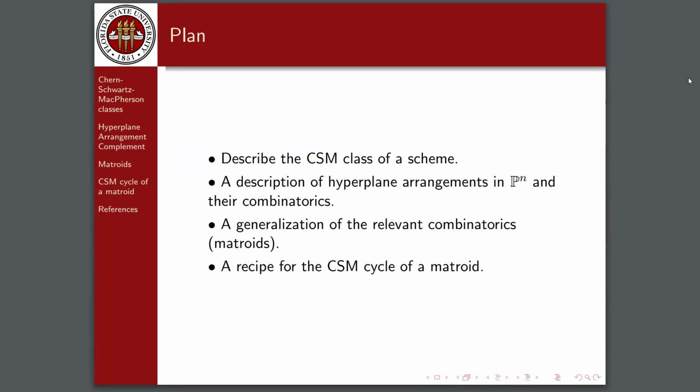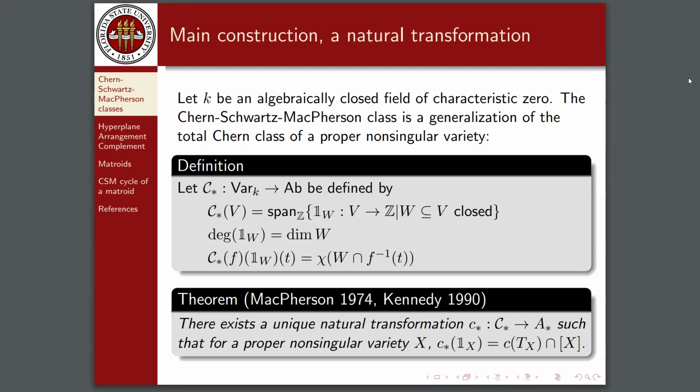So the first thing we need to know is a CSM class of a scheme. We're going to be working over algebraically closed characteristic zero fields. And this is supposed to be a generalization of the total Chern class of a proper non-singular variety. For this, we need something that satisfies inclusion-exclusion, which we do by defining the functor of constructible functions.